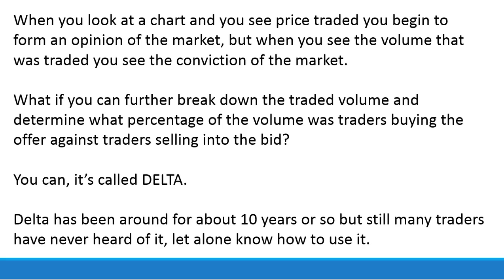So when you look at a chart and you see price traded, you begin to form an opinion of the market. But when you see the volume that was traded, you see the conviction of the market. What that means is, price is going to trade back and forth. There's always going to be a bid and an offer trading generally. But when you see volume really start to pick up, you see the conviction of the market.